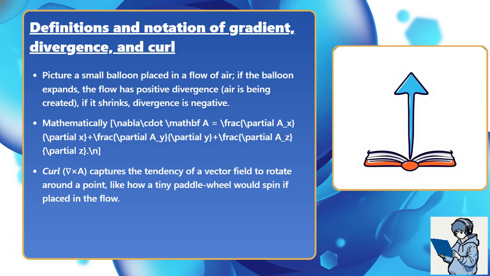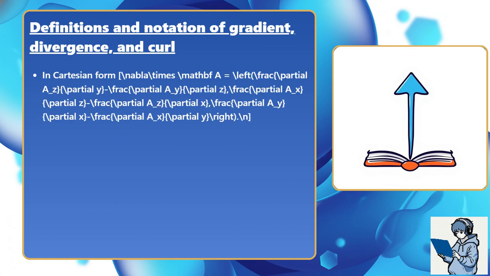Curl, nabla cross A, captures the tendency of a vector field to rotate around a point, like a tiny paddle wheel would spin if placed in the flow. In fluid mechanics, it represents vorticity. In Cartesian form, nabla cross A equals the vector whose components are partial A sub z over partial y minus partial A sub y over partial z, partial A sub x over partial z minus partial A sub z over partial x, and partial A sub y over partial x minus partial A sub x over partial y.